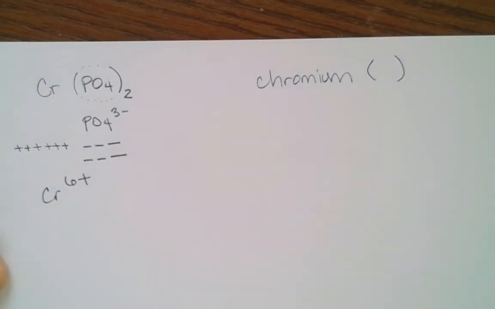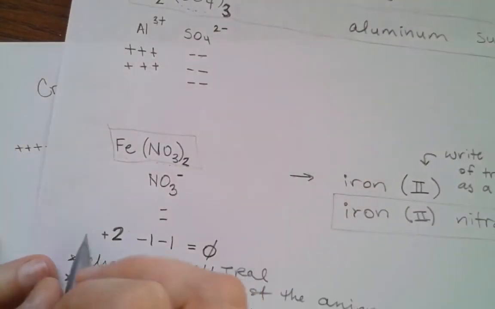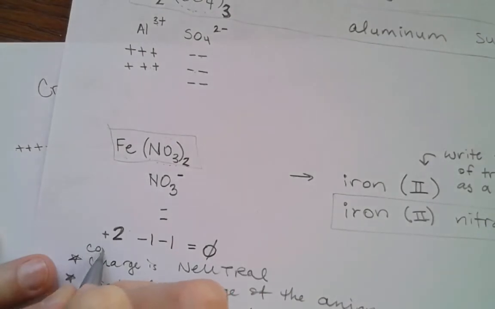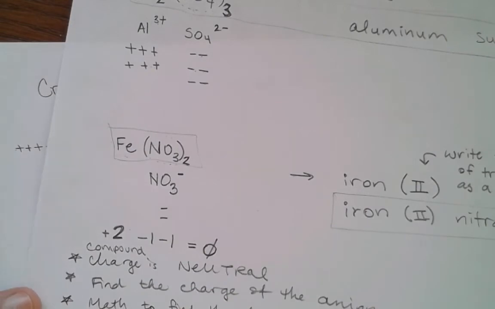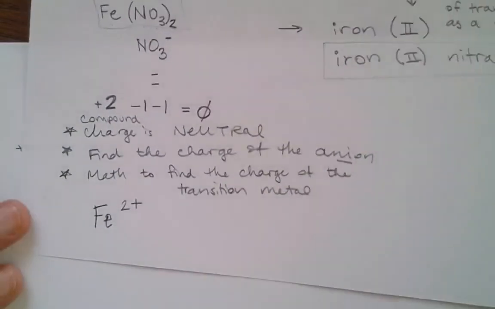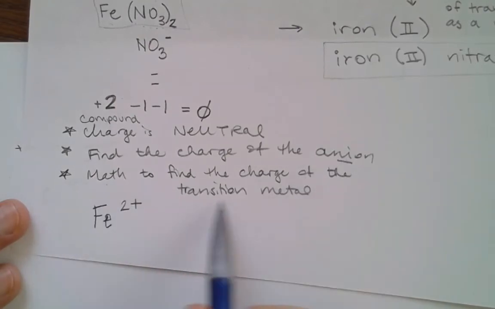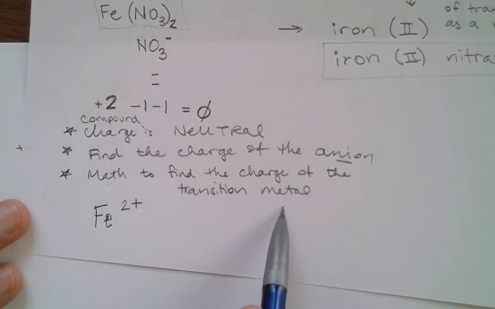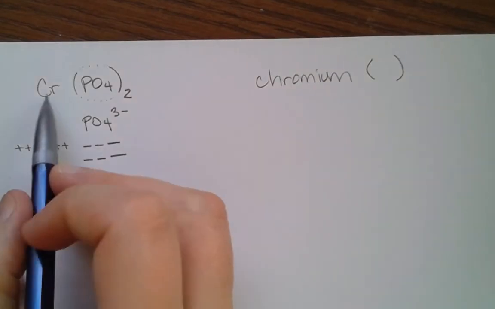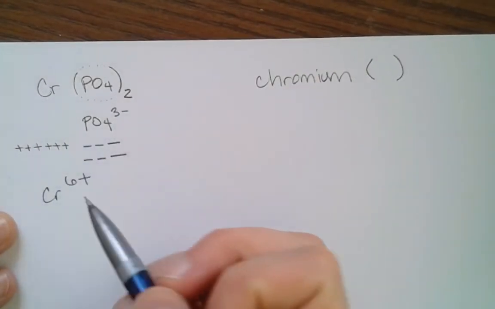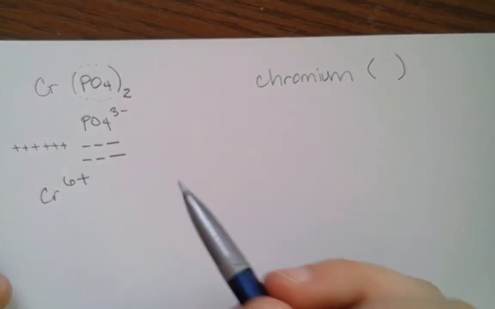And we'll just look at those steps again. The compound charge is neutral. Net charge is neutral. We found the charge on the anion. We said that phosphate was -3. We're going to use math to find the charge on the transition metal. Here your transition metal is your chromium. It must have a charge of plus 6 to get those 6 negative charges to the phosphates.